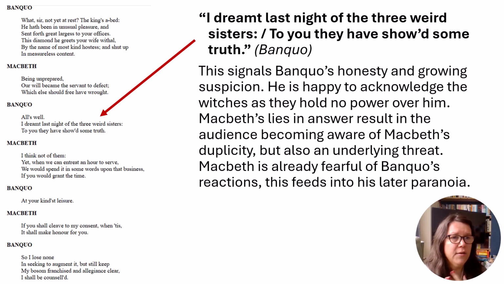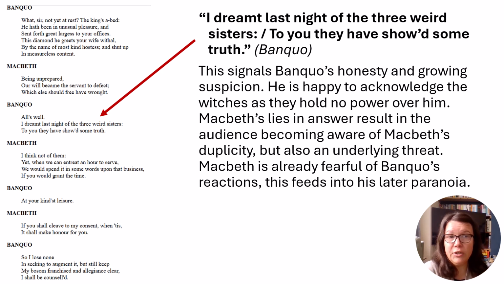So then we move on into this discussion, and again I'm picking out, "I dreamt last night of the three weird sisters. To you they have showed some truth." And this is Banquo's line. And again we get the development of Banquo's character, particularly his contrast or foil of Macbeth. So we see his honesty, his growing suspicion of Macbeth.